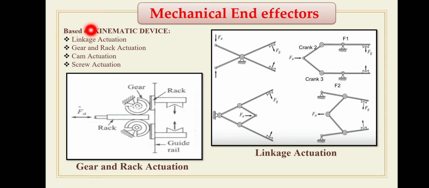So these are the four different types of mechanical grippers used in robotics: link actuation, gear and rack actuation, cam actuation, and screw actuation. Different mechanical linkages are used for grasping purposes. The basic function of an end effector is to grasp an object, or to pick the object from one location and place it at another location, so you can easily perform pick and place tasks using a mechanical type end effector. These are basically the four different types of mechanical end effector based on kinematic devices.